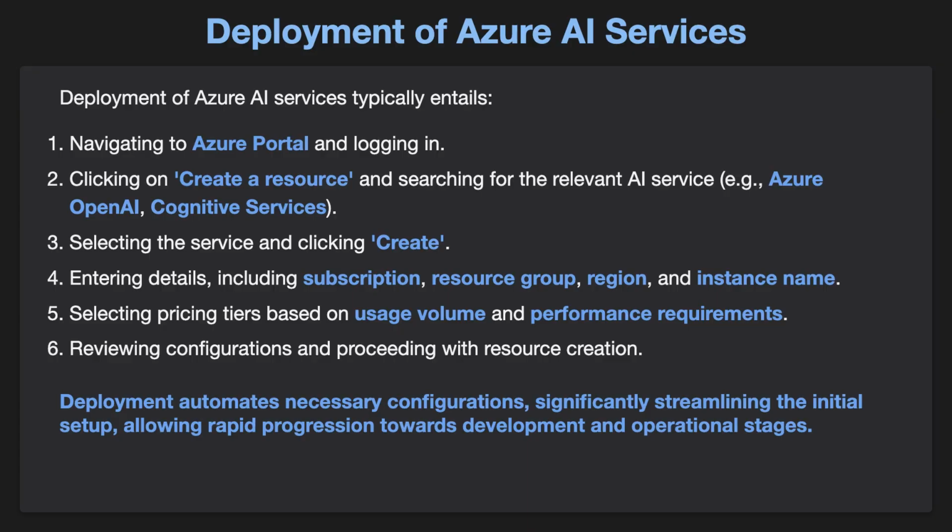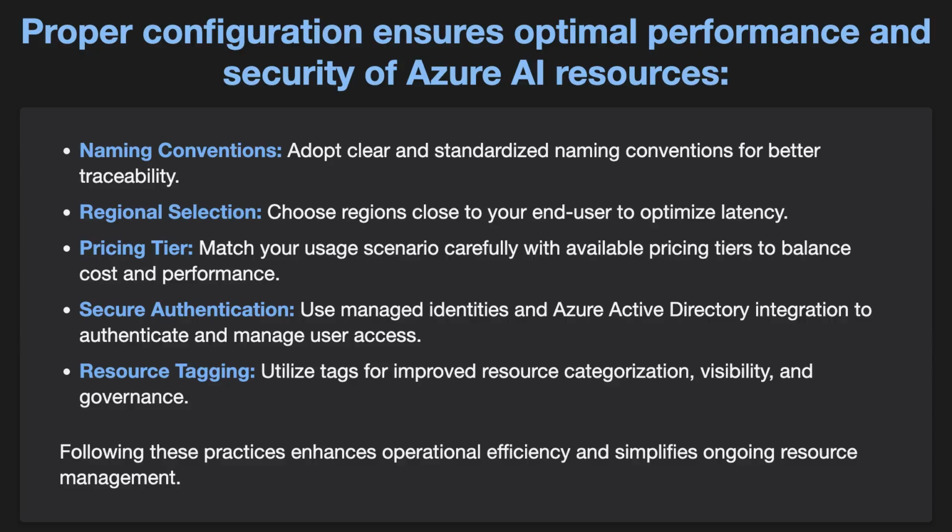Deployment of Azure AI services typically entails navigating to Azure portal and logging in, clicking on Create a Resource and searching for the relevant AI service, e.g., Azure OpenAI, Cognitive Services, selecting the service and clicking Create, entering details including subscription, resource group, region, and instance name, selecting pricing tiers based on usage volume and performance requirements, reviewing configurations, and proceeding with resource creation. Deployment automates necessary configurations, significantly streamlining the initial setup, allowing rapid progression towards development and operational stages. Proper configuration ensures optimal performance and security of Azure AI resources.